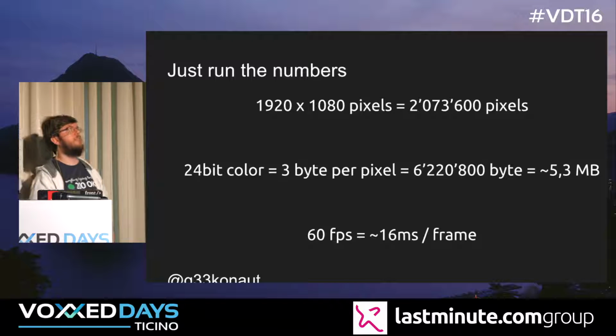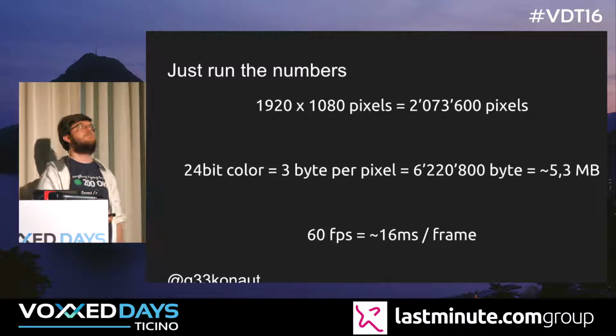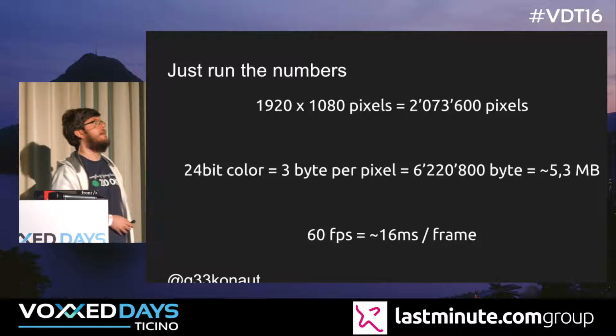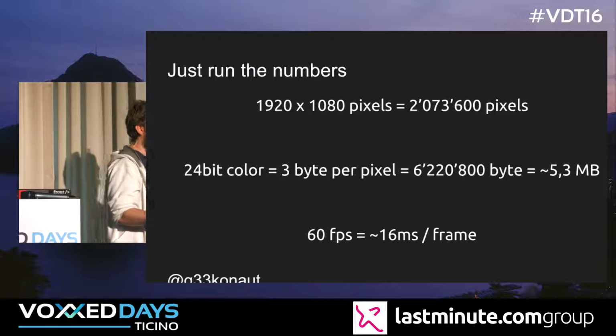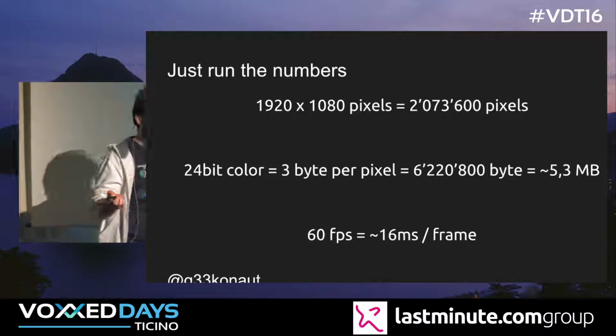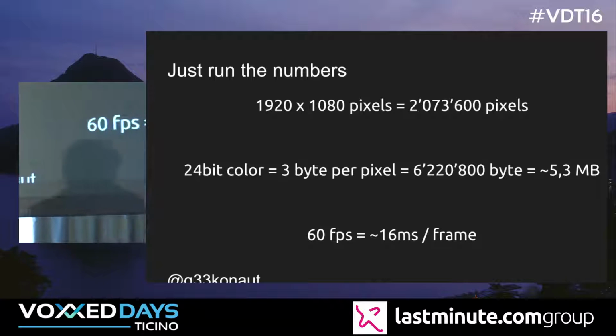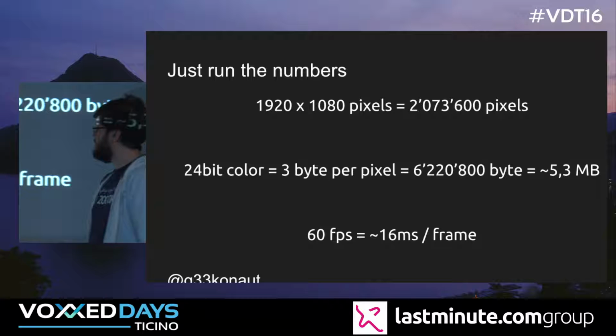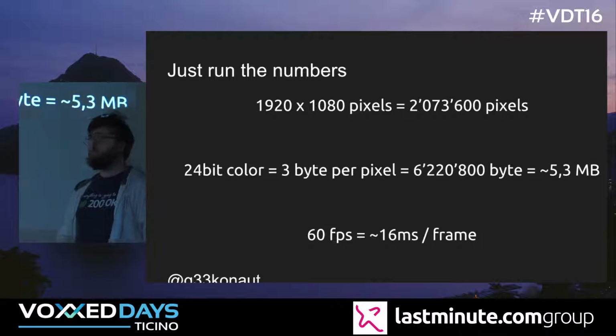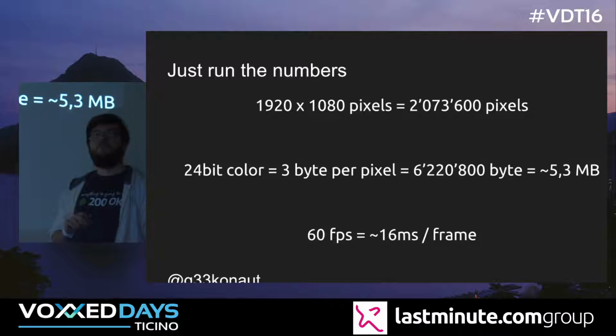A full HD frame has 2.03 million pixels. If you think of 24-bit colors, that excludes alpha in this case, you have a whopping 5.3 megabytes, far too much for my floppy disk. And you want to have 60 frames per second because that means your application is smooth like silk. But that means you effectively have like 10 milliseconds.